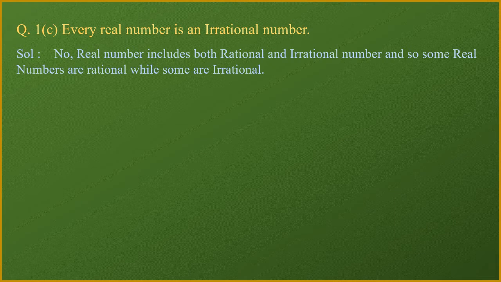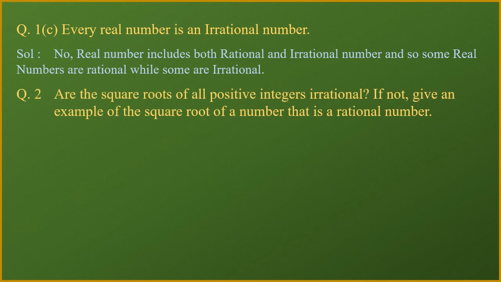Okay, here the answer we have written: real numbers include both rational and irrational numbers, and so some real numbers are rational while some are irrational. So every real number can't be irrational. Okay, now let's see question number 2.